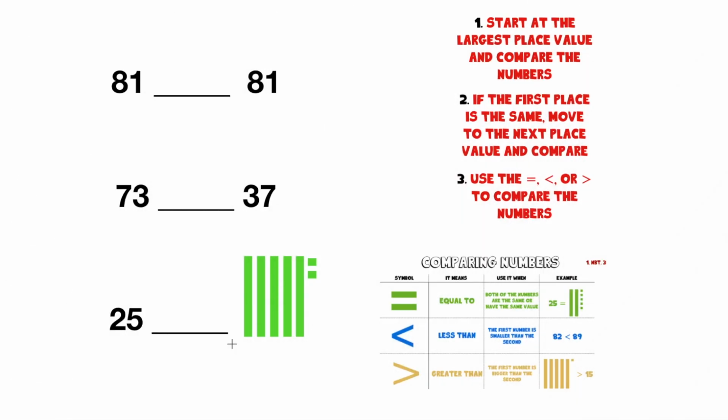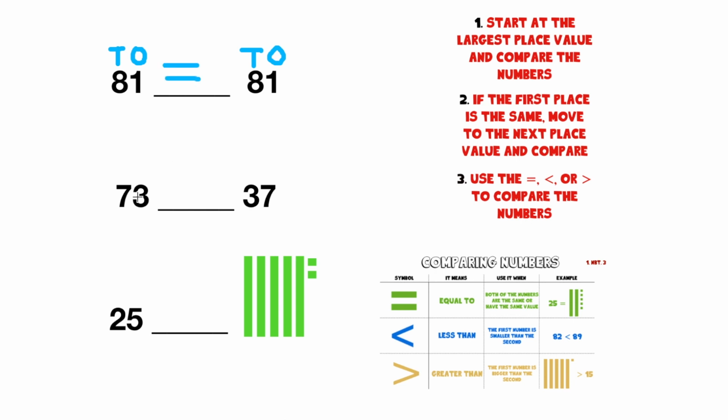Okay, so what you should have done is you should have labeled your numbers 81 and 81, showing the tens place and the ones place. And then you would have noticed that both 81 and 81 have the same amount of tens and ones. Therefore, they have the same value because there's nothing else for us to compare. And so since they have the same value, we would use the equal sign.